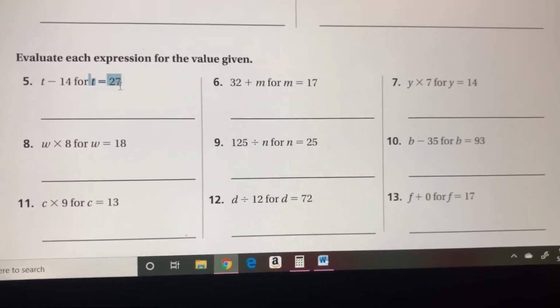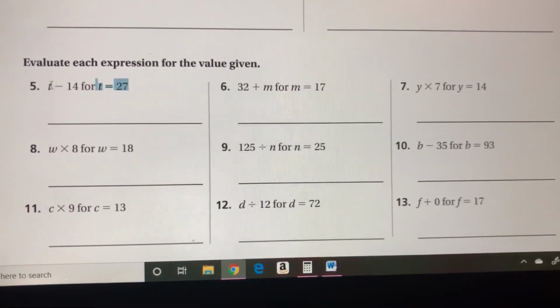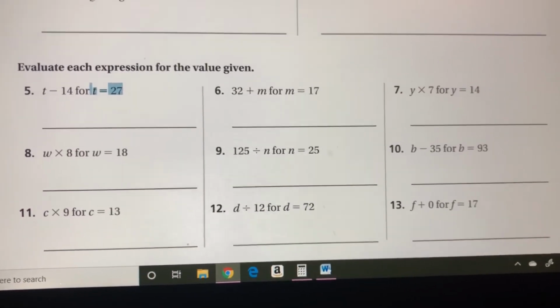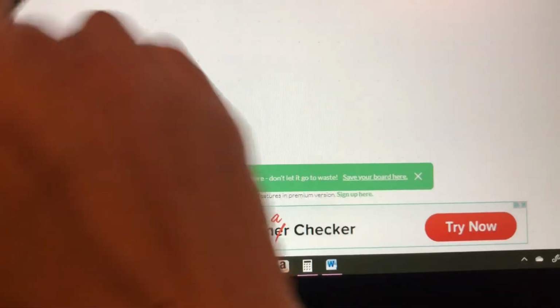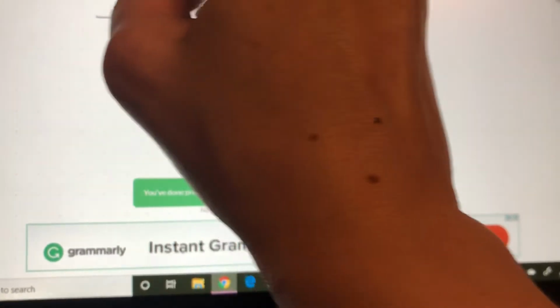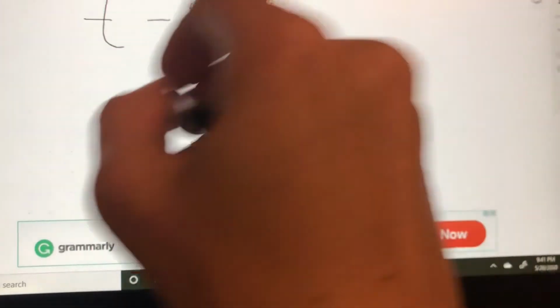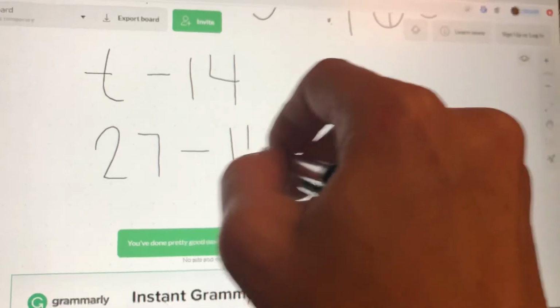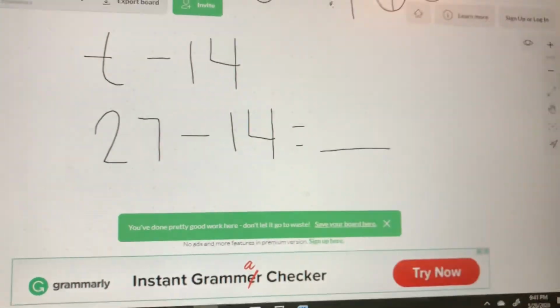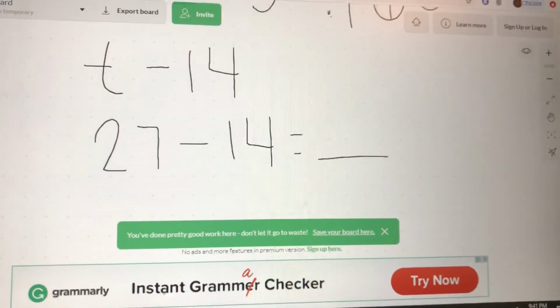This right here tells you what to replace this T for, okay? So when we write this out, we're gonna have T minus 14, and then we rewrite it, 27 minus 14, and then you solve it and write your answer. Okay.